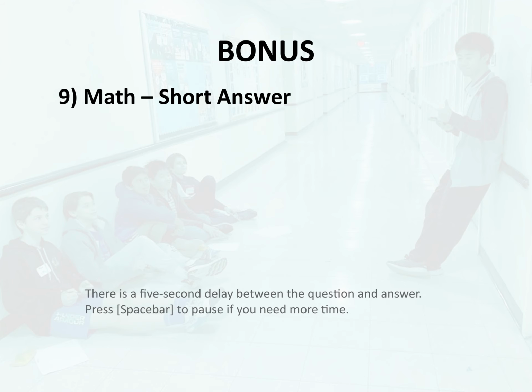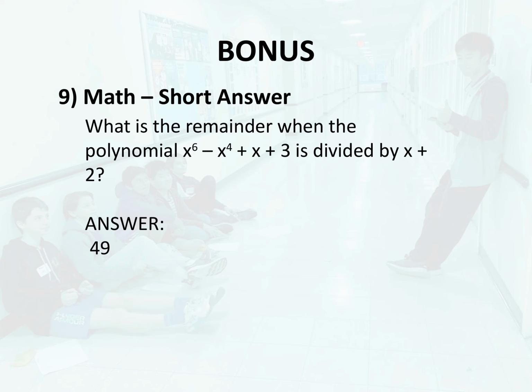Bonus 9. Math, short answer. What is the remainder when the polynomial x^6 minus x^4 plus x plus 3 is divided by x plus 2? Answer: 49.